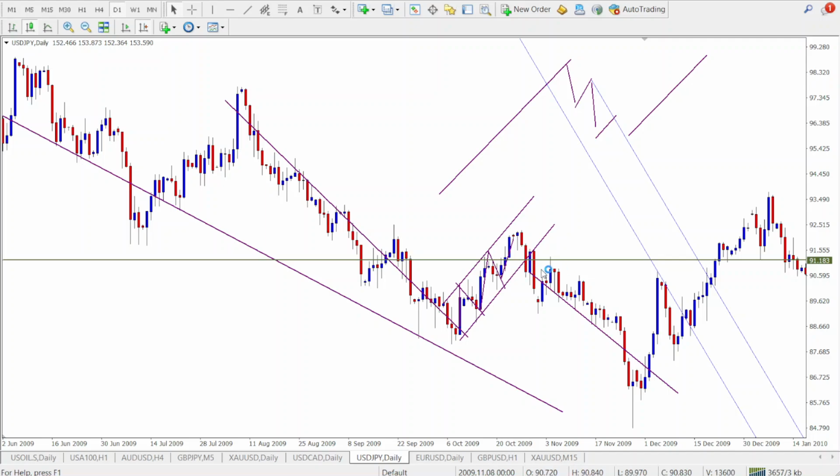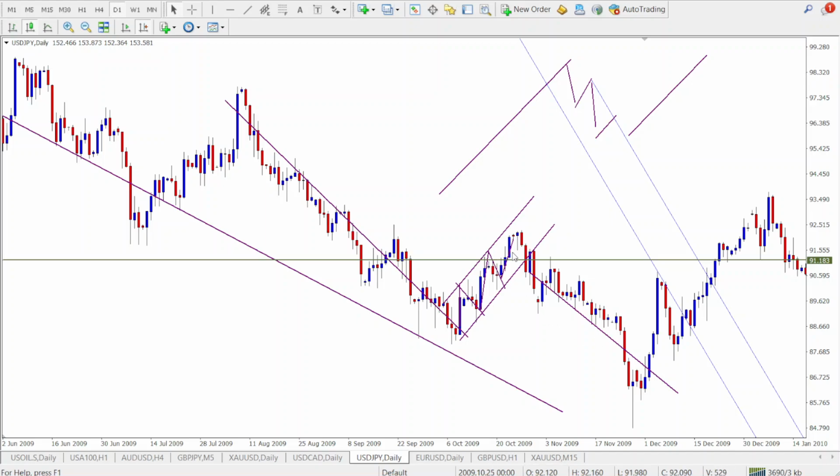All right. Then you can just place your stop loss above the high. That is for a bearish flag. But if it's a bullish flag, you place your stop loss below the low. All right. Then obviously you have to set your take profit.